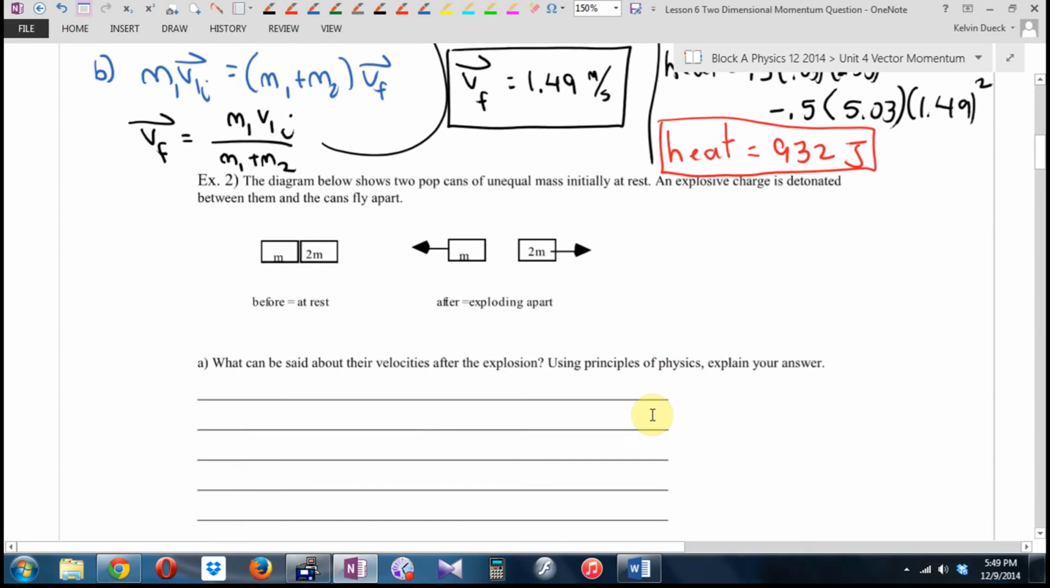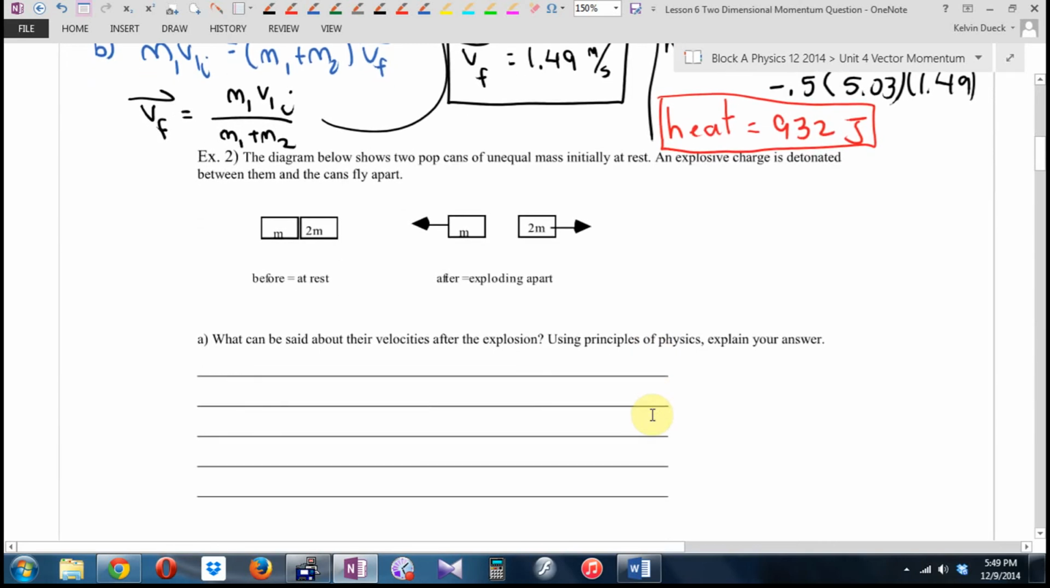Example 2, an explosion. The diagram below shows two pop cans of unequal mass, initially at rest, that's probably important. An explosive charge is detonated between them. Boom! And the cans fly apart. Oh, this is my favorite unit to teach. Hopefully you guys are awake now.